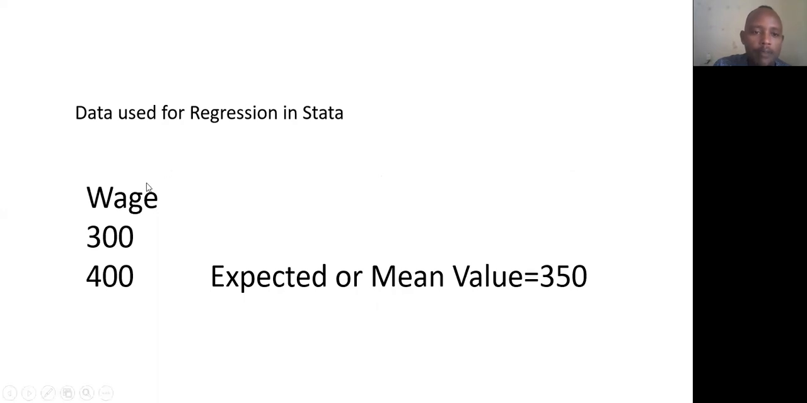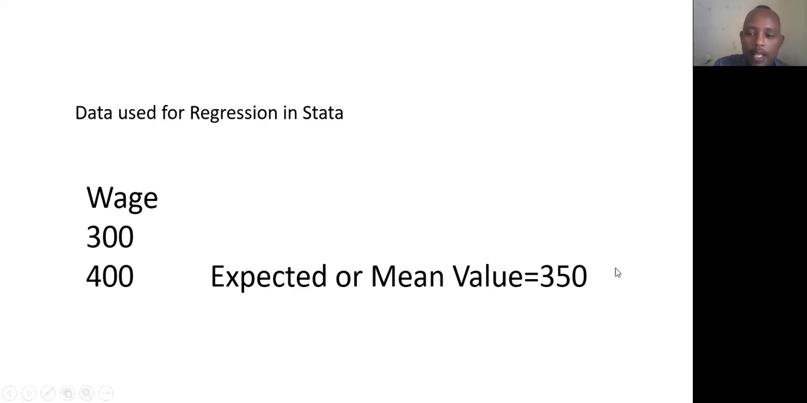Let us start from the simplest data. Here I have two observations, 300 and 400, as data. And here, to compare with mean-based regression, let us compute the expected or mean value of this data. It is 350.